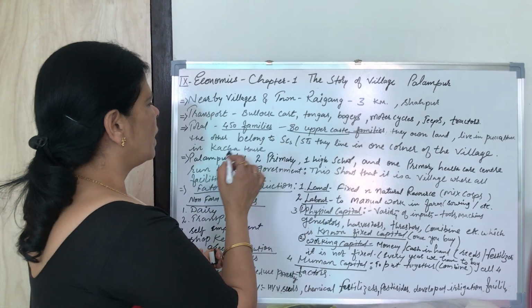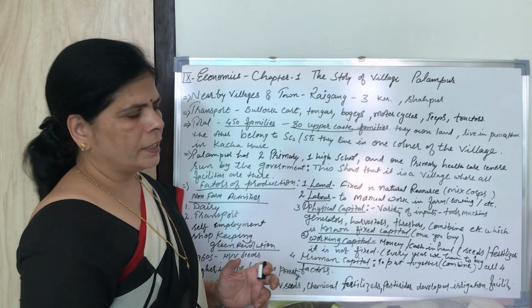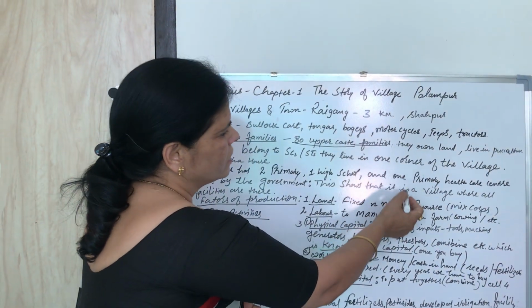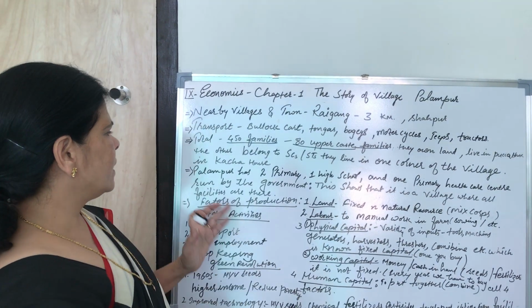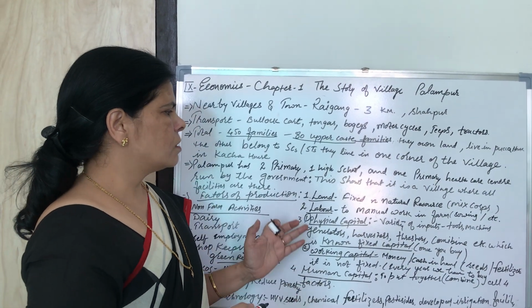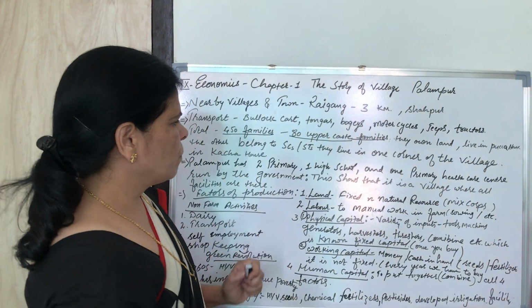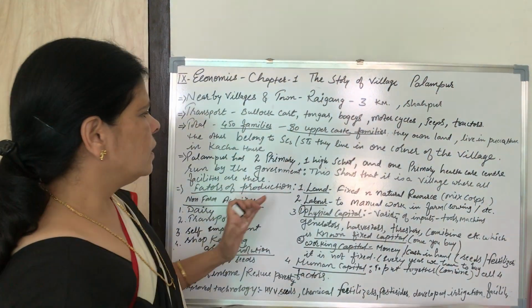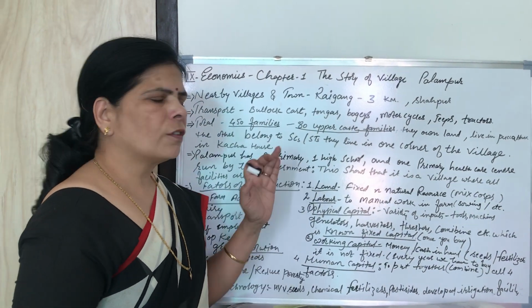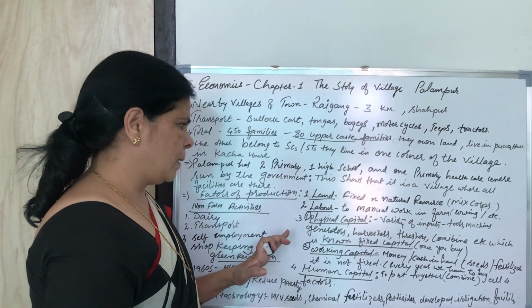Now Palampur has two primary schools and one high school. Similarly, one primary healthcare center is also run by the government to treat sick people. Now they show that Palampur is a very good village where all sorts of facilities are available.